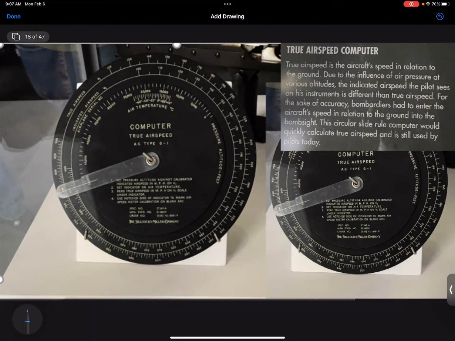What was going on back then is that it says the true airspeed is the aircraft speed in relation to the ground due to the influence of air pressure at various altitudes. The indicated airspeed the pilot sees on his instruments is different than the true airspeed. For the sake of accuracy, bombardiers had to enter the aircraft speed in relation to the ground into the bombsight. This circular slide rule computer would quickly calculate true airspeed and is still used by pilots today. So a very simple device to save you from having to do laborious calculations. Quickly spin it around, put it there, and it highlights what the conversion factors should be.